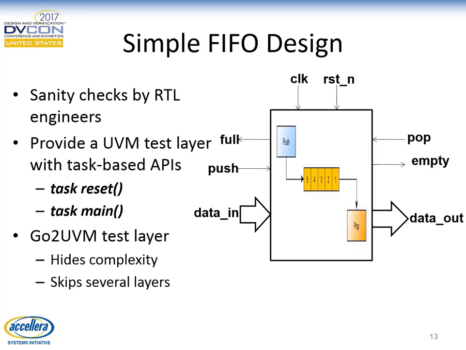Again, please realize that this is not for those complex use cases. This is for a simple FIFO design. I have a couple of signals. How do I toggle pins without having to create a transaction model, a driver, a sequencer, an agent, and so on and so forth? That's kind of the idea. So we're going to use the go to UVM test layer. That should hide the complexity for us.